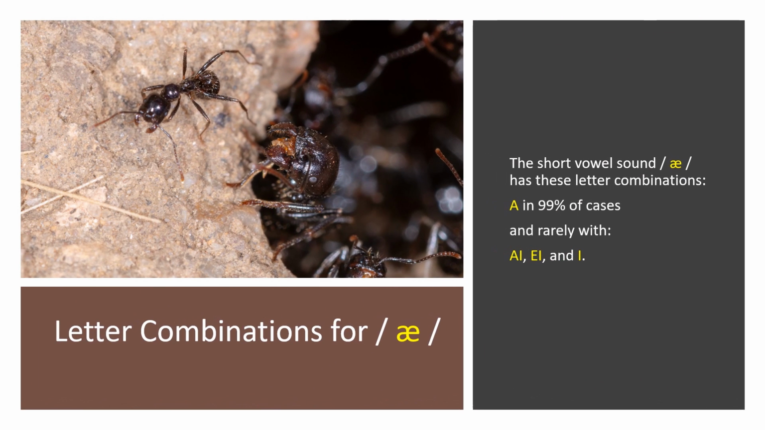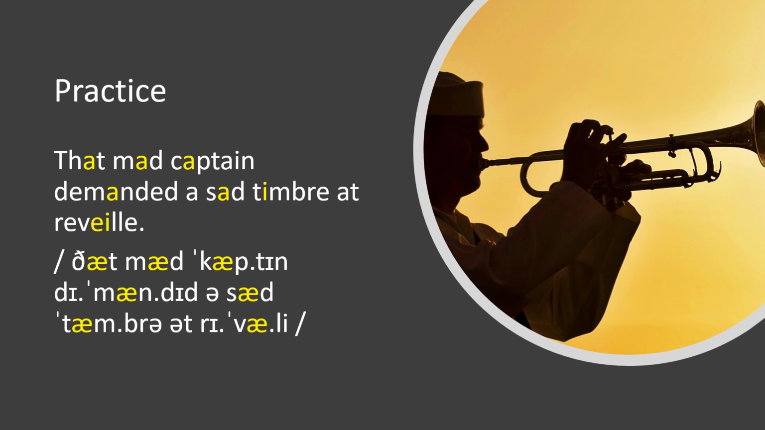Letter combinations for /æ/. The short vowel sound /æ/ has these letter combinations: A in 99% of cases, and rarely with AI, EI, and I. Practice. That mad captain demanded a sad timbre at reveille.